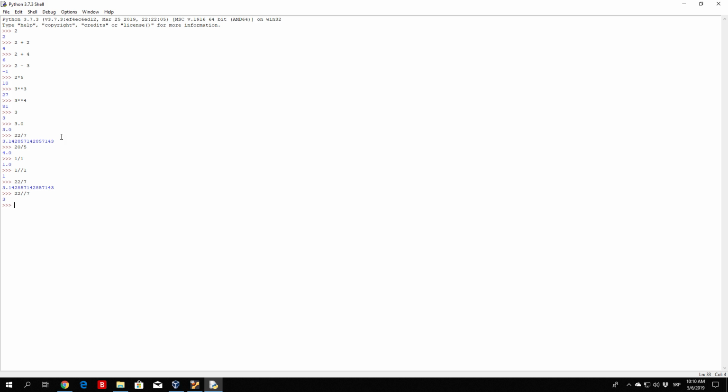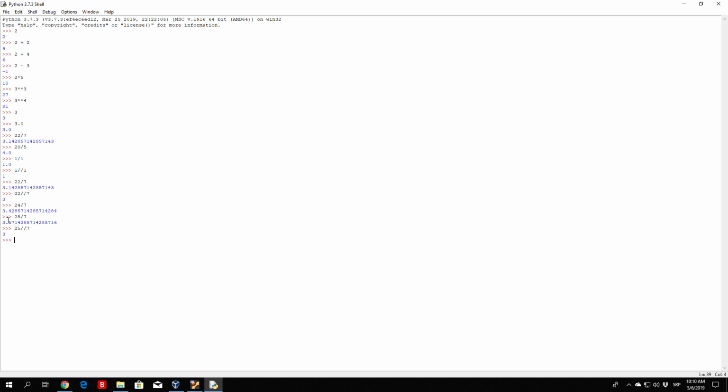So let me just try it right here. If you just go with 25 and then 2 slashes with 7, it will actually always round it to the lower number. It doesn't work like in math.